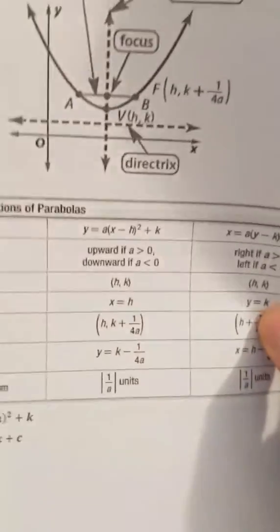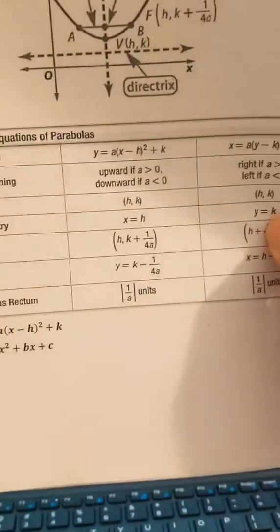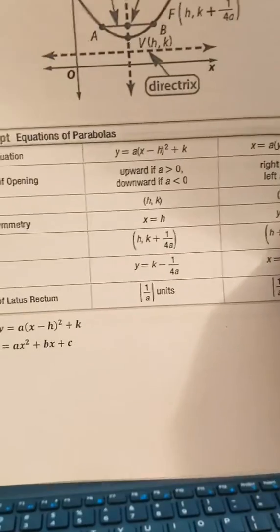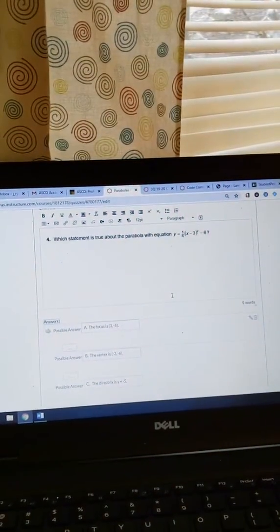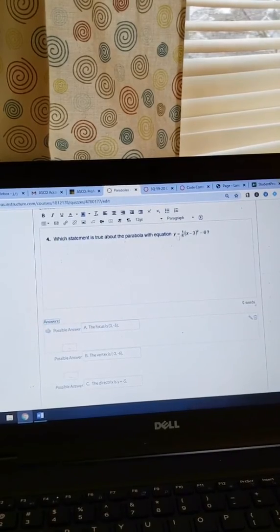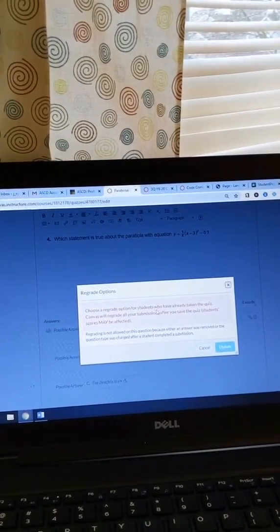All right, let's see. What we're looking at, focus. The focus: y equals k plus 1 over 4a. So k is -6 plus 1 over 4a. A is 1/4, so 4 times 1/4 is 1, and 1 over 1 is 1. Yeah, this is the quiz. Sorry, Phelan. So -6 plus 1. Okay, so that is the correct answer. Please regrade the students.